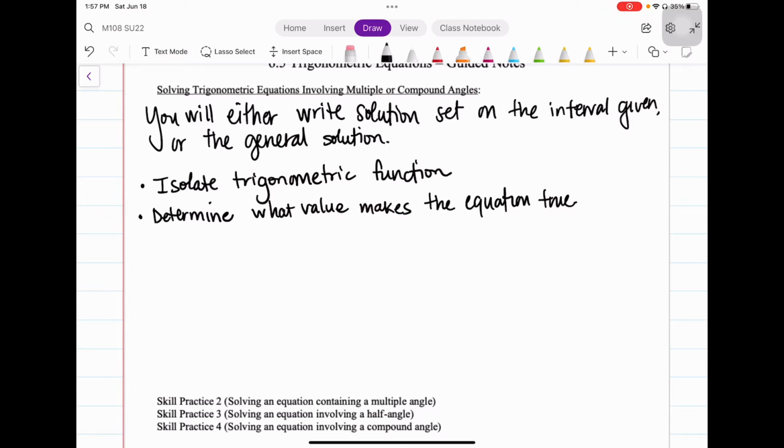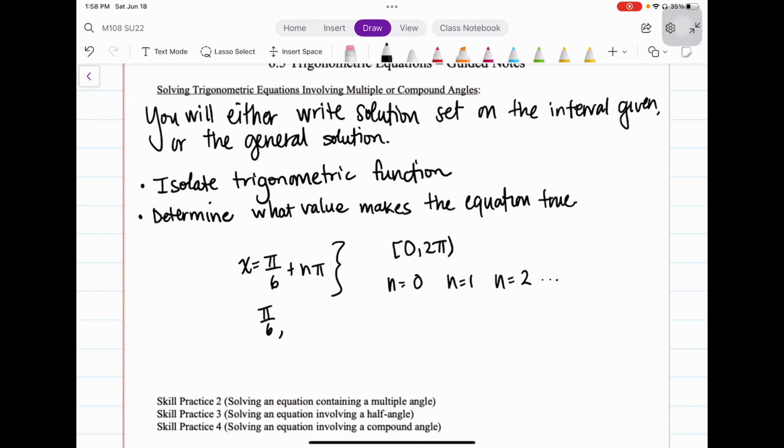Now, if you're trying to find a solution on a given interval, you have to determine how many values it could happen in that interval. For instance, if you're talking about x equals pi over 6 plus n pi, meaning this is happening every pi, and you're looking at the interval from 0 to 2 pi, you want to try your values of n equals 0, n equals 1, n equals 2, and so on until you get past that 2 pi period. So if n equals 0, we have pi over 6 plus 0, or pi over 6.